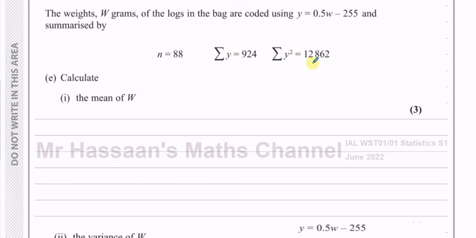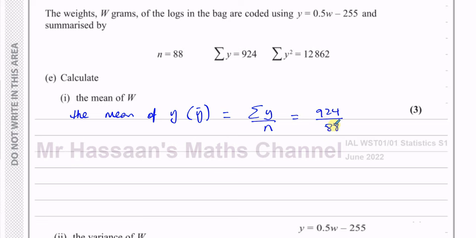So we've got to use this to find the actual real mean of these logs in the bag, the mean weight of them. Okay, so what we can do first is we can find the mean of Y. So we can find the mean of Y from the data that we've been given. So we can say the mean of Y, which we're going to call Y bar, is equal to the sum of the Y values divided by the number of values, which is 924 divided by 88. That's the mean of Y.